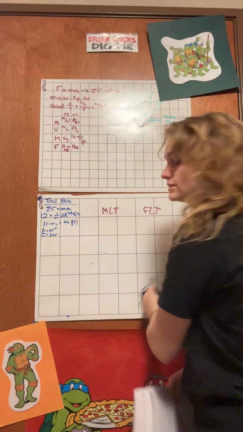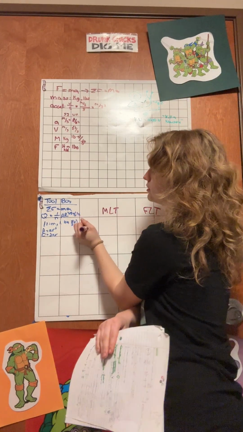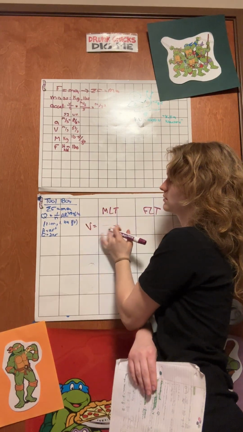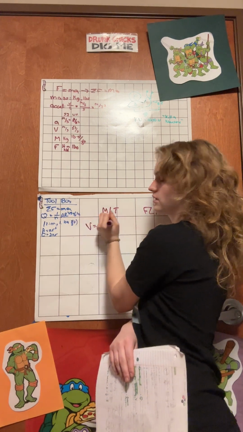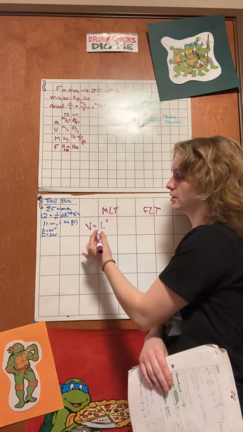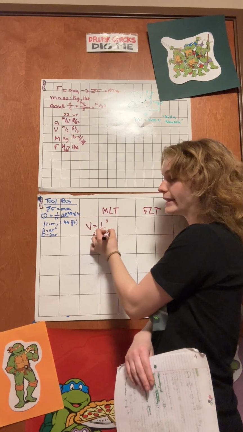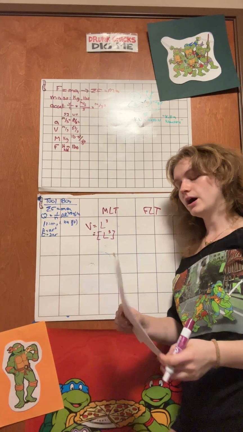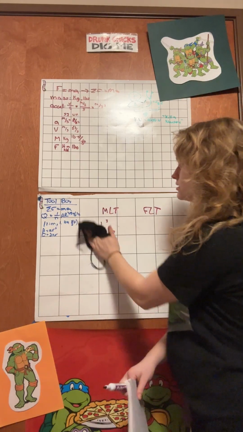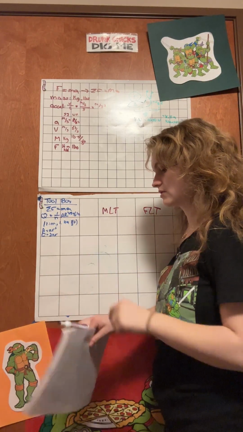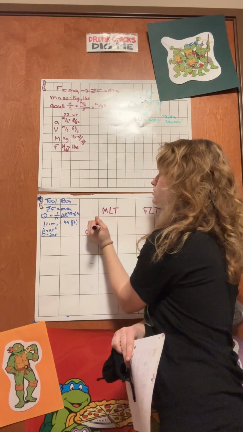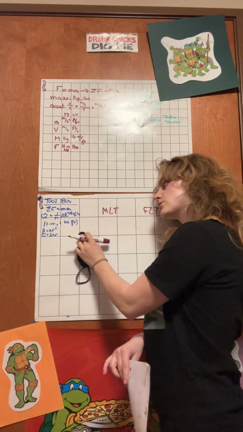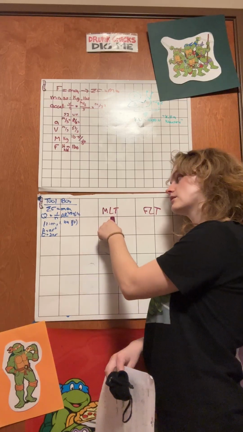Okay. So, volume. Volume is length cubed. So what's that in terms of MLT? Length cubed. It's the same value, so it doesn't change. But say we try to find acceleration. Acceleration we just solved: length over time squared. Meters per second squared. Meters, length over T squared.